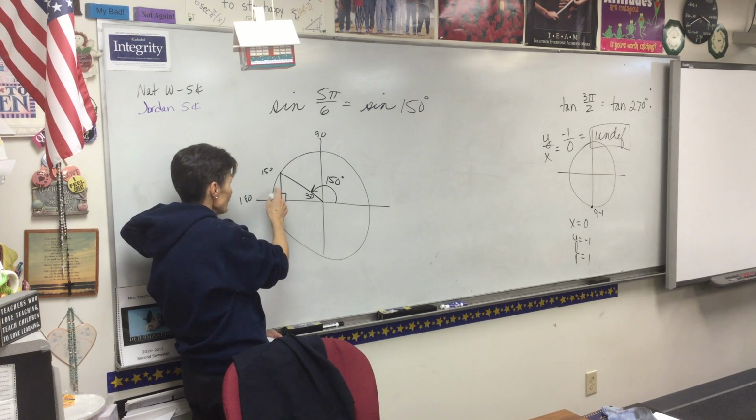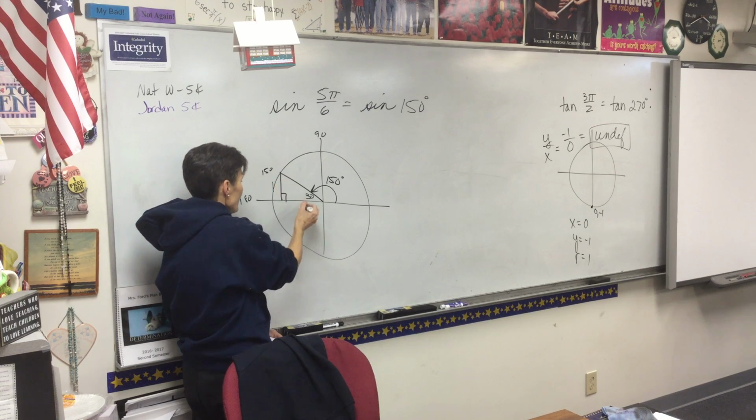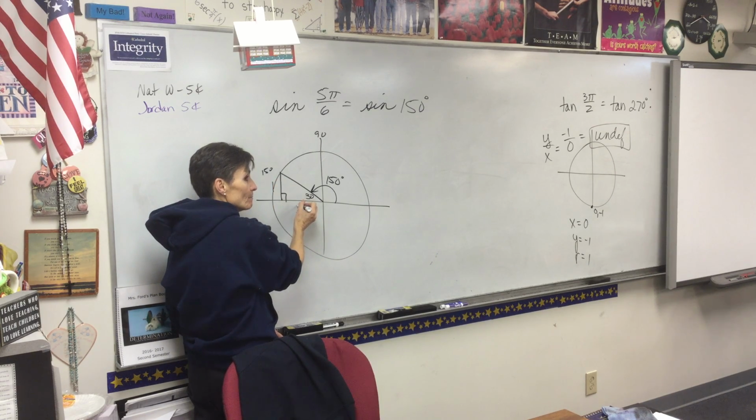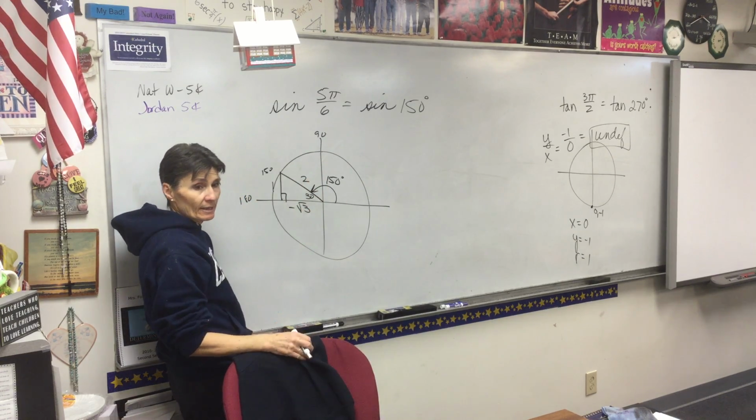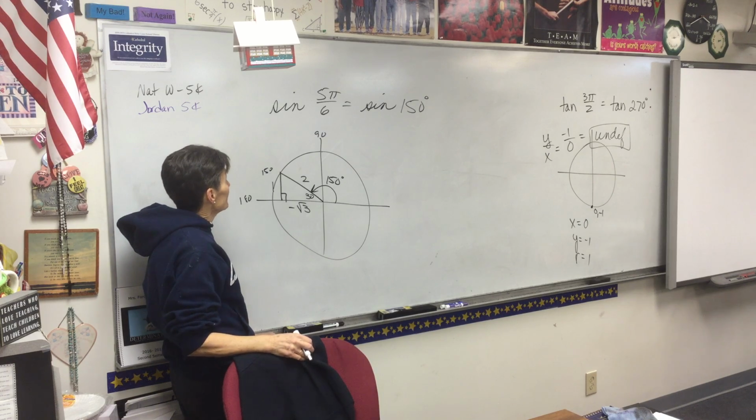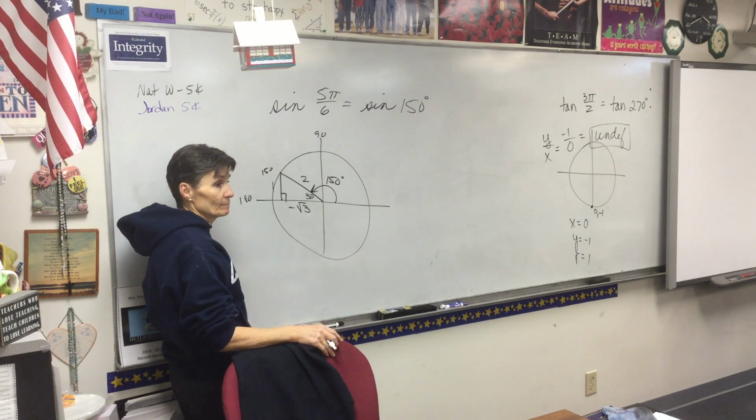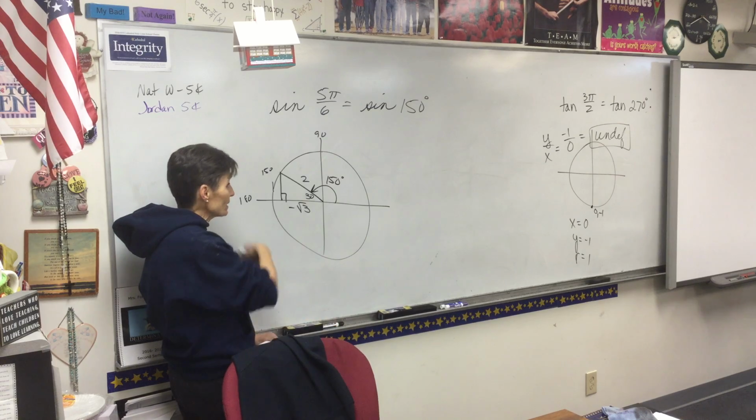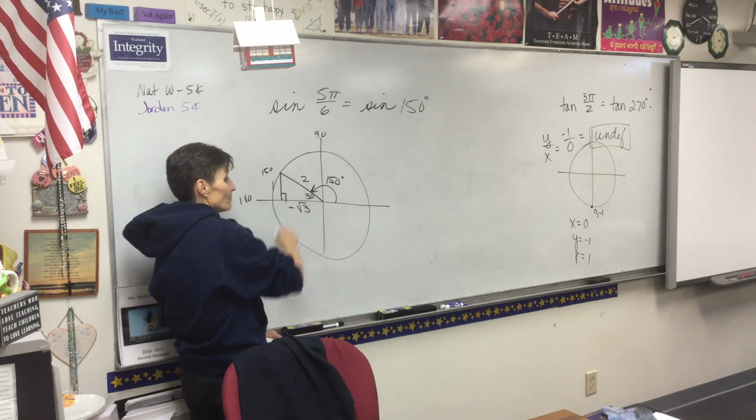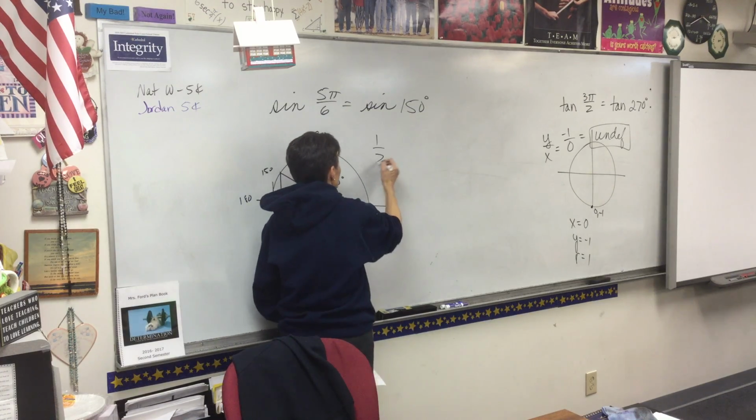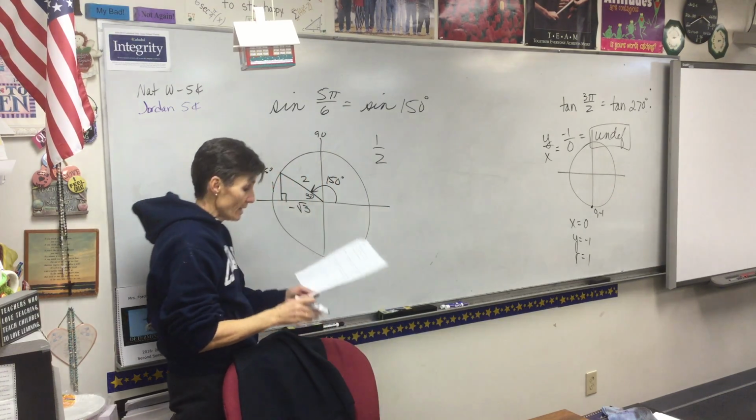So my sides, what's this side over here, Christina? 1. Yep. And this one would be, Christina? Root 3. Yep. And that one's 2. And actually that root 3 is negative. Now we want the sine. Got everything labeled, so we'll just do sine. So the answer is 1/2. Yep, that's all there is to it.